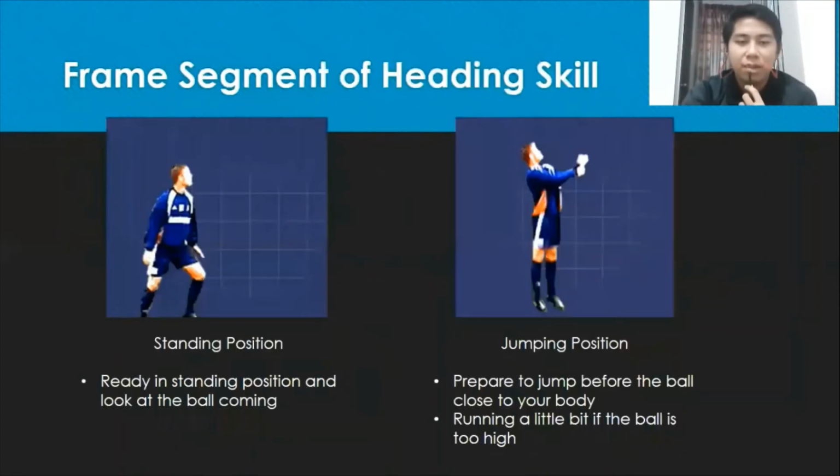Okay. So for the fragment segment of the heading skill, they include 5 segments or 5 movement phases. Firstly, standing position. The player will be ready in a standing position and look at the ball coming. Secondly, jumping position. The player will prepare to jump before the ball comes to the body, and run a little bit if the ball is too high.